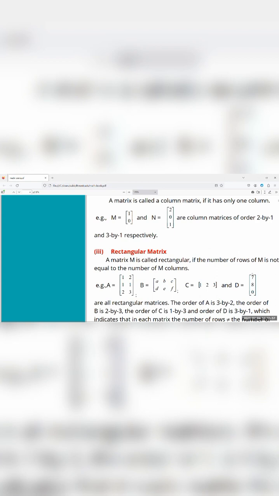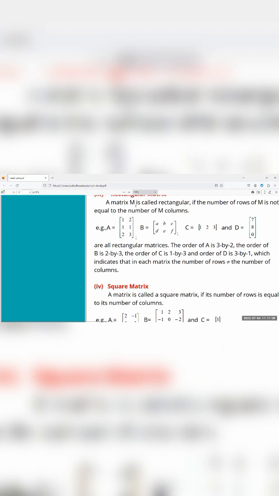In option D, there is only one column and how many rows? 1, 2 and 3 columns. So it means the orders are different. So it means that this is a rectangular matrix. A matrix is a rectangular matrix if the number of rows is not equal to the number of columns. Highlight the definition and write one example along with it.